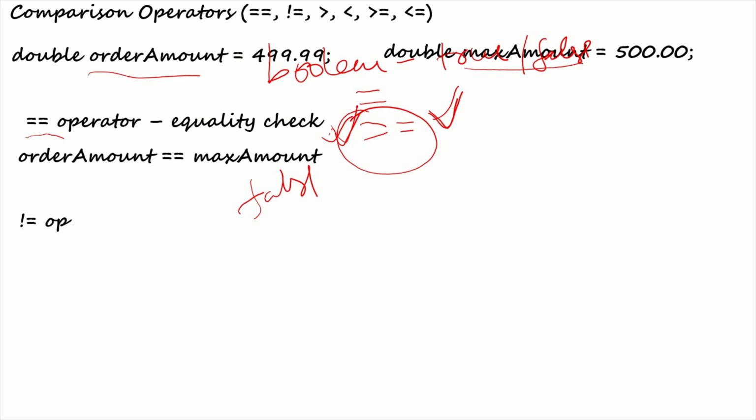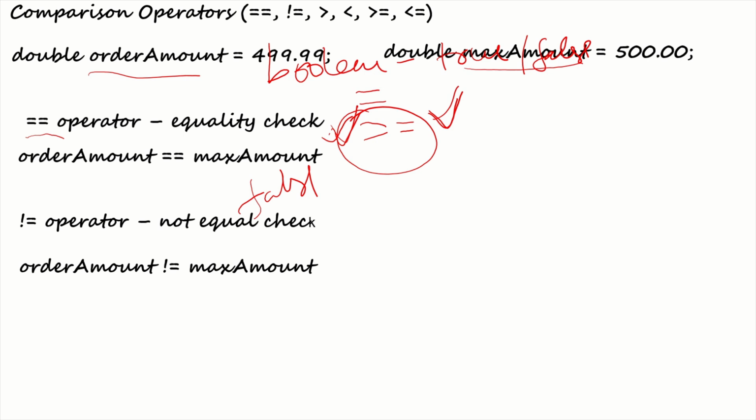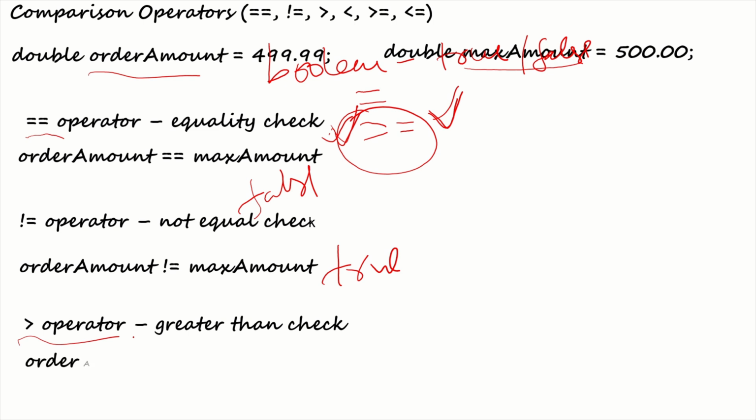Now if I want to check the not equal condition, we have a not equal operator. When I do order amount not equal to max amount, 499.99 is not equal to 500, so we get true here. So generally we will use these in conditional writing. We will talk about those conditions when we are talking about conditional and control statements and other things. Now I want to check whether my order amount is greater than my maximum amount. So I'll use this greater than operator. So I'll go with order amount greater than maximum amount.